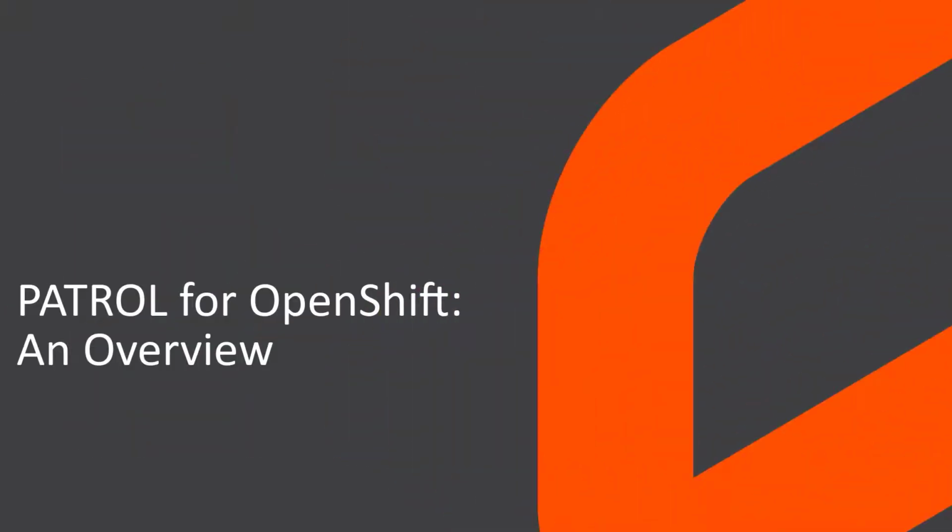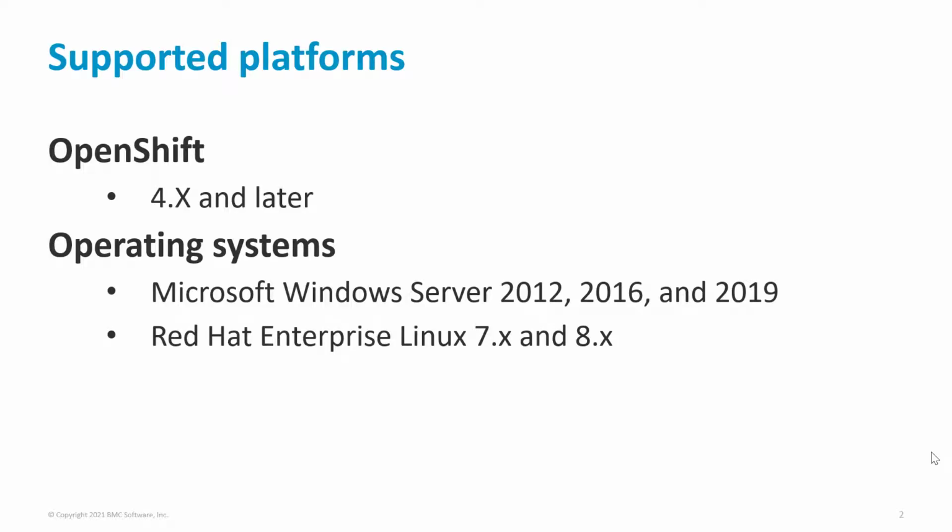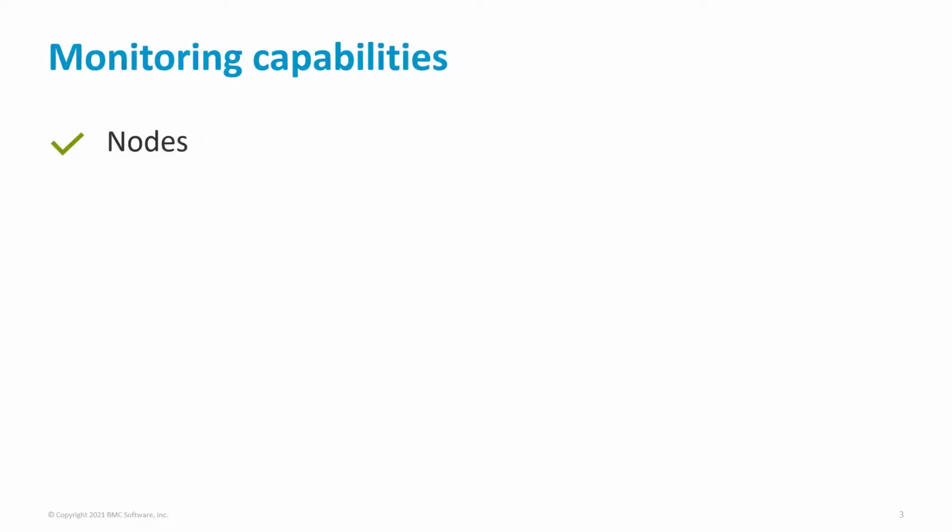Hello and welcome to the video where we take a brief look into Patrol for OpenShift. Patrol for OpenShift enables you to monitor your OpenShift environments on versions 4.x or later, supported on the listed Windows and RHEL versions. Here are the entities that the KM monitors in OpenShift.